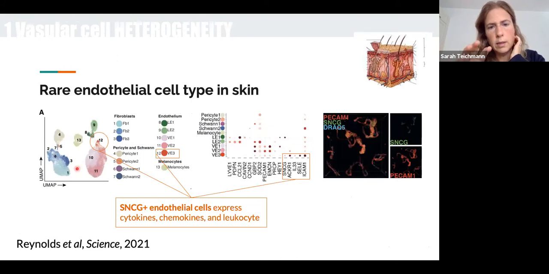If we look at the skin, we find rare skin-specific endothelial cell populations. And one that I'd like to highlight is one that we published earlier this year with Muzlifah Haniffa's group and Fiona Watt's group, that are SNCG positive endothelial cells. You can see it's a minor population within the endothelial cells in this pink group over here. And they're marked by expression of cytokines, chemokines, signaling to leukocytes much more than the other endothelial cell populations. And so they sort of caught our attention from that point of view.